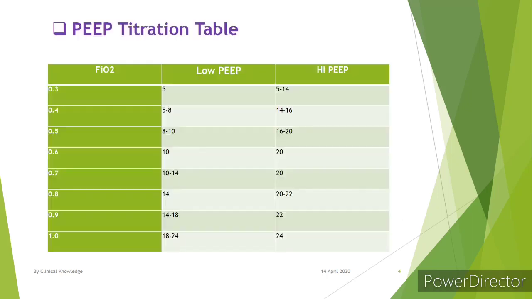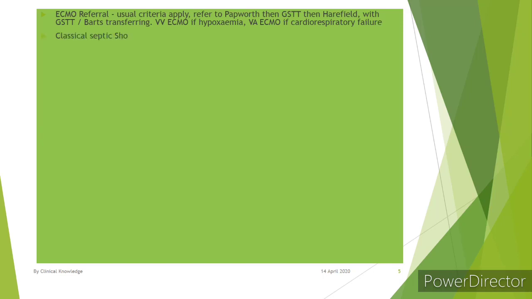ECMO referral. ECMO stands for extracorporeal membrane oxygenation. Usual criteria apply. Refer to Papworth, then GSTT, then Harefield, with GSTT and Bart's transferring. VV-ECMO, veno-venous extracorporeal membrane oxygenation, if hypoxemia. VA-ECMO if cardiorespiratory failure. Classical septic shock does not appear to be a common feature of this disease.